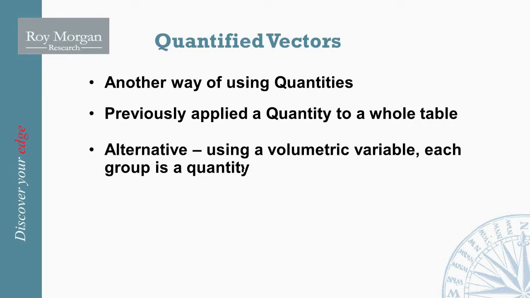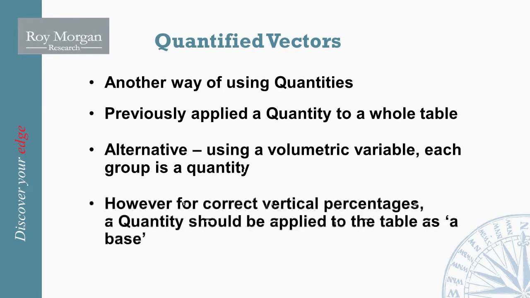Note that when you look at the values that the table produces when using a volumetric group or variable, your data is correct except for the vertical percentages. If you want to read your vertical percentages, you'll need to apply an associated quantity to the table, and this becomes the base for the table.